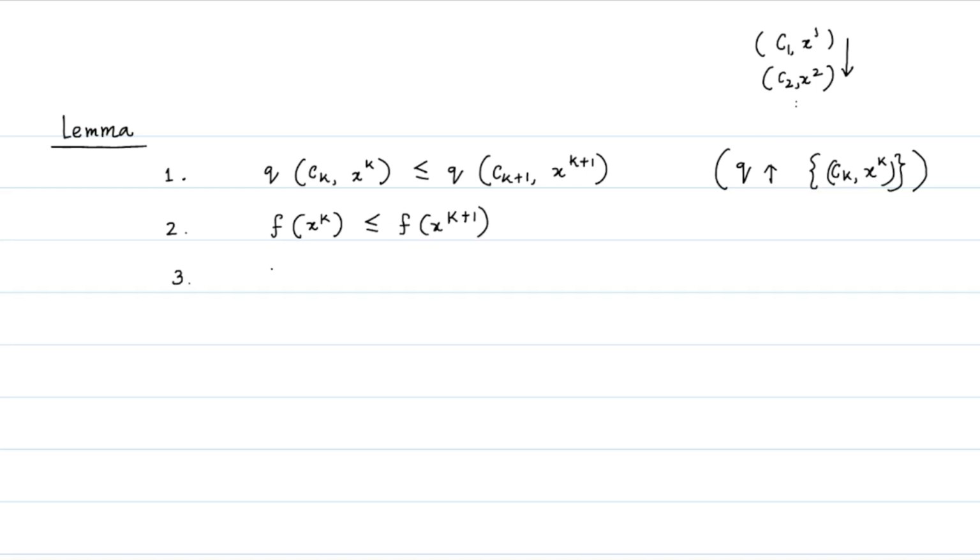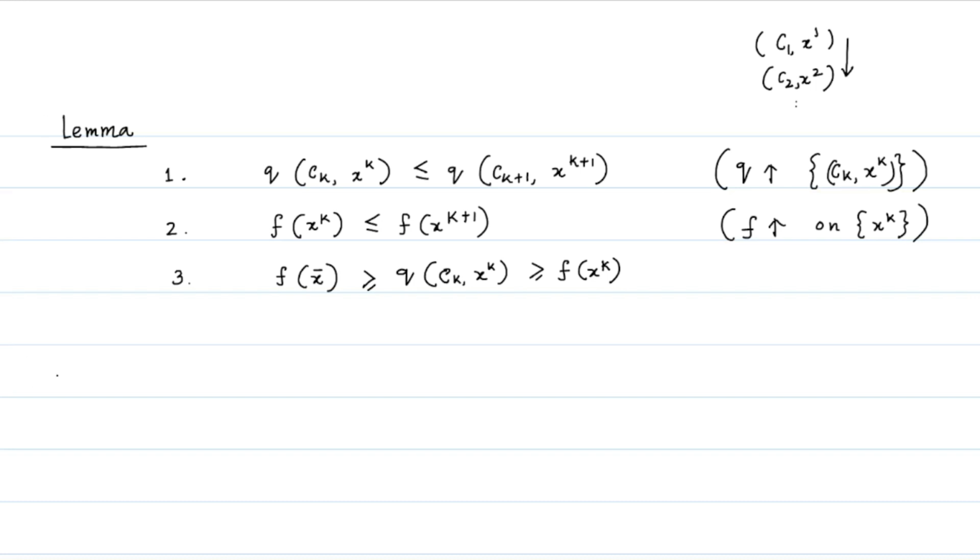The third result is that if x bar is a point that is a solution to the original problem P, then the value of f at x bar is greater than or equal to q at ck, xk, which is greater than or equal to f xk. That means this lemma crudely says that if you are solving the problem P_ck for increasing values of ck, then you are going to generate a sequence xk on which the objective function f is increasing, and slowly it will increase and converge to the value f x bar.